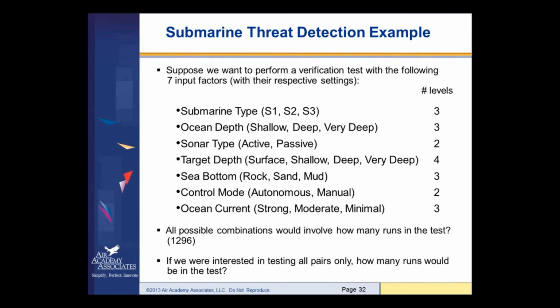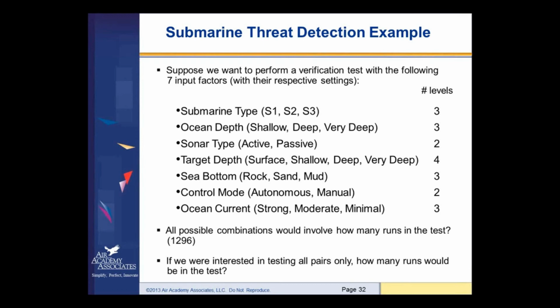And if you were to compare an all pairs or a type of high throughput testing with a full factorial, if you multiplied all those levels together, 3 times 3 times 2, and so forth, you get 1,296 possible combinations. Well, there's just no way we're going to be able to test that many cases.